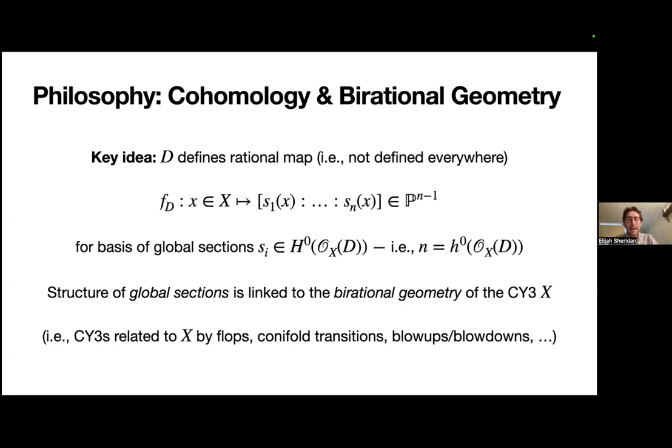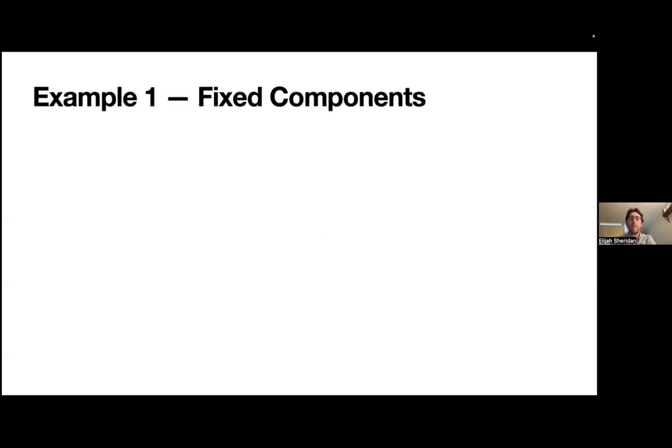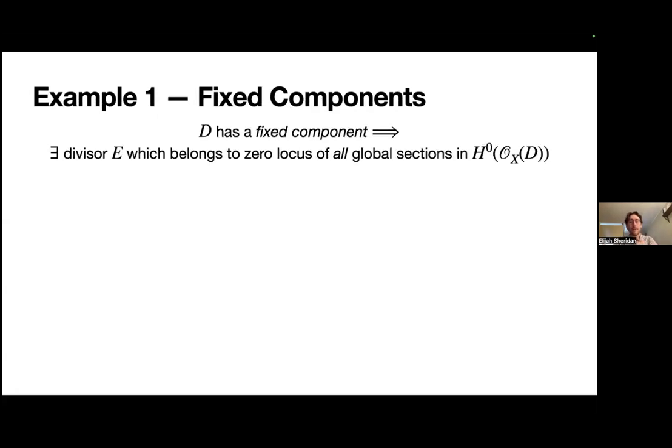And so when I talk about the birational geometry of a Calabi-Yau threefold, I mean all of the varieties you can produce by performing these little surgeries. And in particular, these maps f sub D are going to give rational maps to these different birational transformations of the Calabi-Yau threefold that you start with. But let me provide some explicit examples, or rather some case studies.